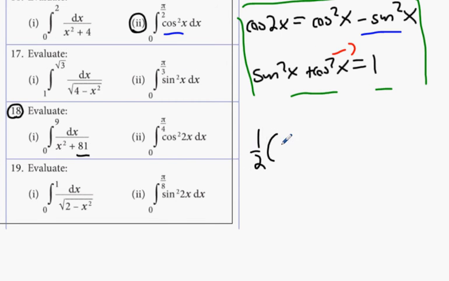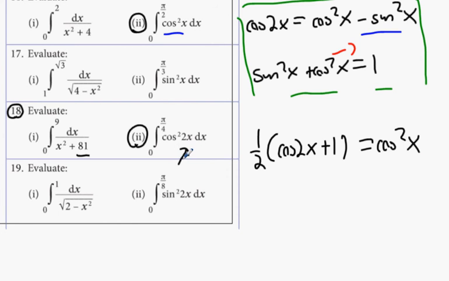a half cos 2x plus 1 equals cos squared x. Was it minus 1 or plus 1? It's plus 1. We now have 18 part 2. And what's the difference between this one and the last one? It's now cos squared 2x, so double the angles.